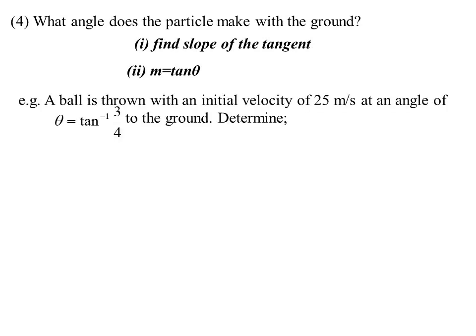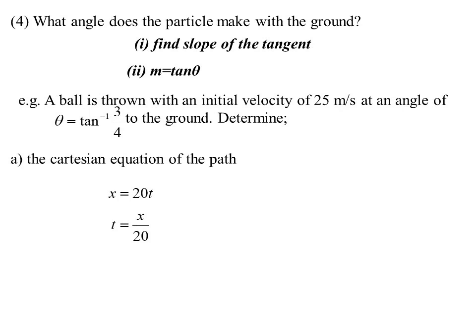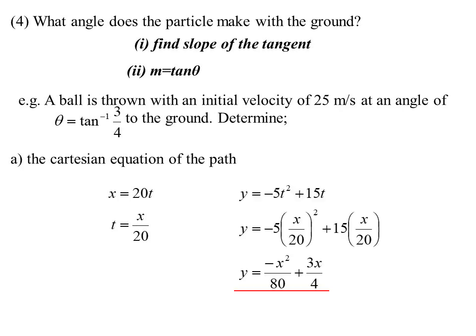So the one we looked at yesterday, a ball was thrown with an initial velocity of 25 meters per second at an angle. Determine. Well, now I'll add this in. Let's work out the Cartesian equation of that parabola that we were looking at yesterday. We ended up with x equals 20t, you might recall. So that means t equals x on 20. Subbing it into the y equation that we came up with, here's our equation of the parabola for our particle. Now let's go and solve those problems.